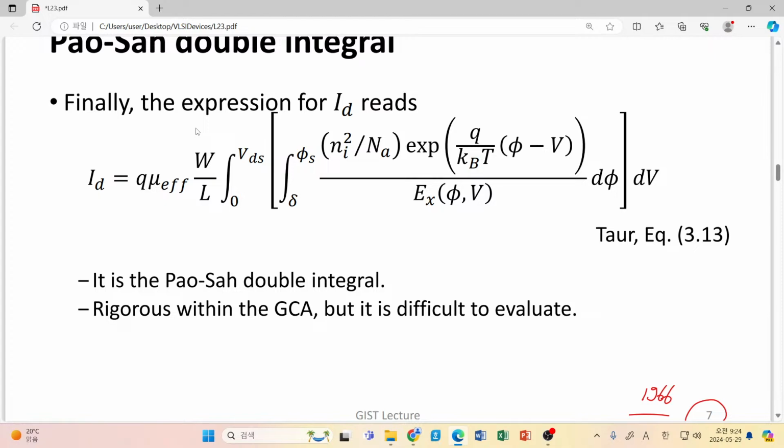When we perform this double integral, then we can accurately calculate ID within the boundary of what? The boundary of the gradual channel approximation. We already made an approximation. What was it? That was the gradual channel approximation. We just assume that our Poisson equation can be considered one-dimensional, not two-dimensional.